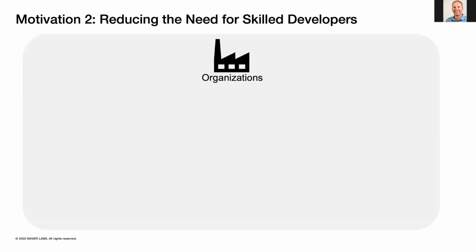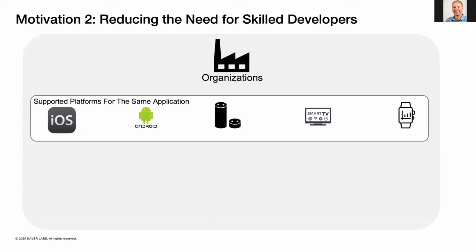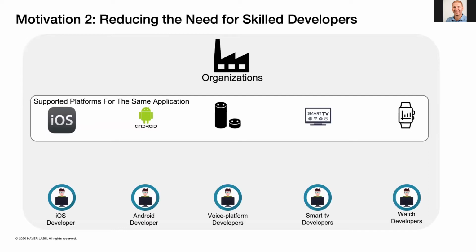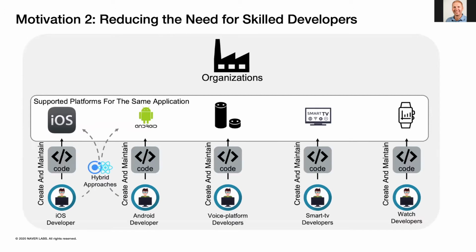The second motivation for the work is reducing the need for skilled developers. Organizations typically create apps and make them available to a large variety of platforms. Here we see just a sample of the kind of platforms that organizations might be interested in targeting, ranging from mobile devices to smartwatches. Typically, specialized developers for each of these platforms are involved in creating the apps. They create and then they also maintain these apps.